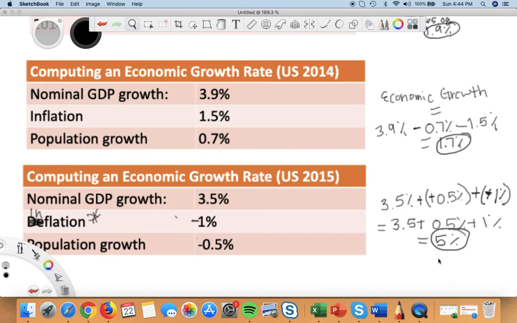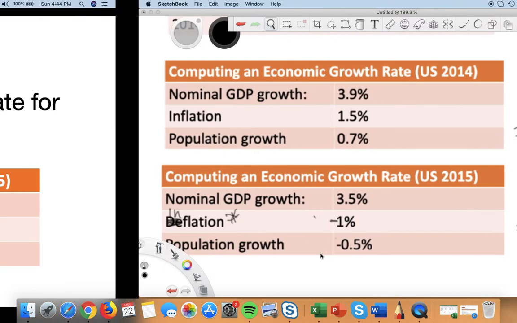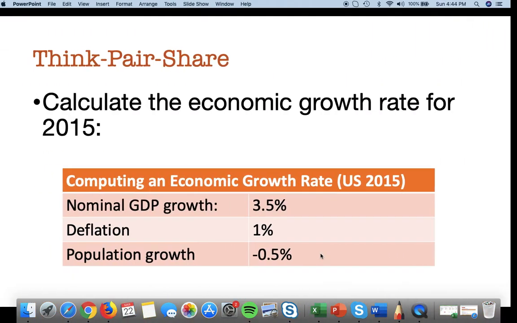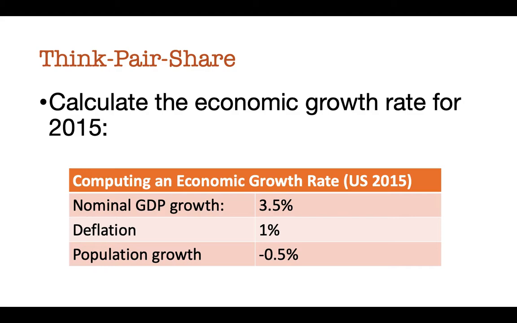So don't forget, growth can be negative. That would represent the economy shrinking instead of growing. These numbers, price changes, and population growth can be negative, and that's going to be part of that formula. Sorry, went one screen too far.